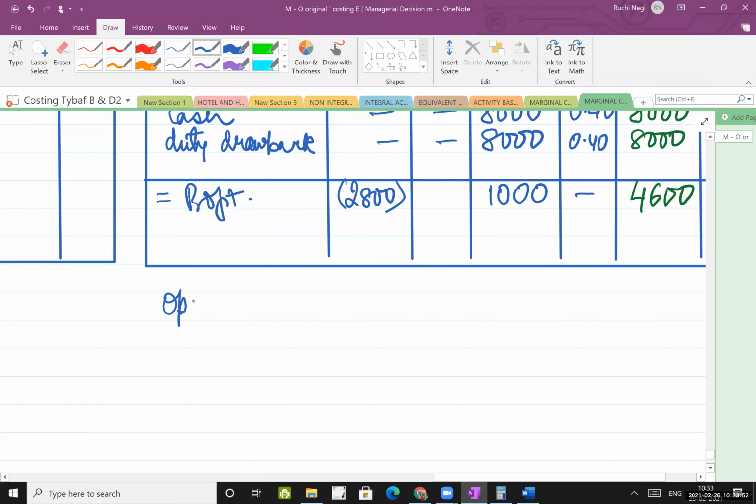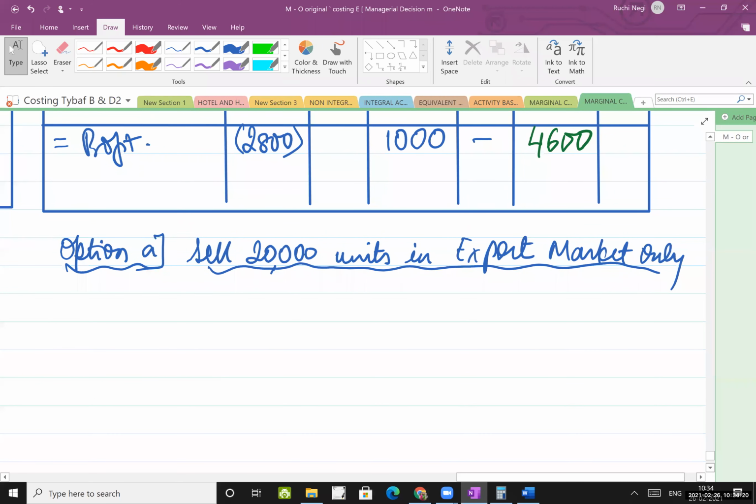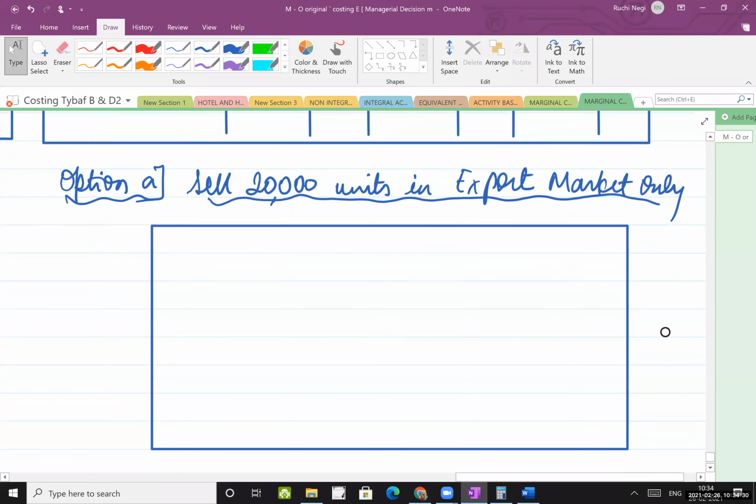First option. क्या बोला है? To sell 20,000 units in export market only. मतलब domestic नहीं करना है. ये first option है. ठीक है? तो कुछ नहीं, एक बनाएंगे हम लोग ग्राफ छोटा सा. कैलकुलेशंस भी यही करेंगे, so that we can save time.